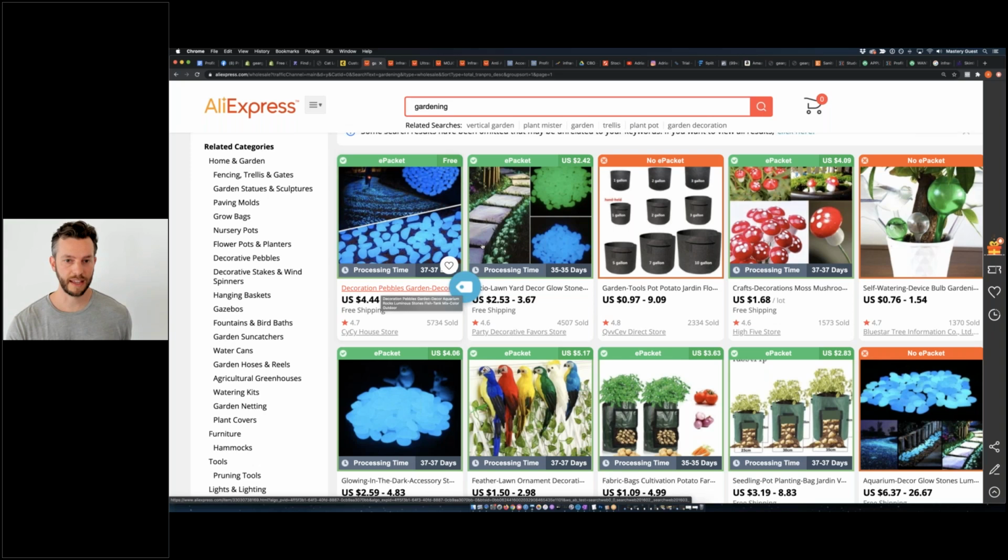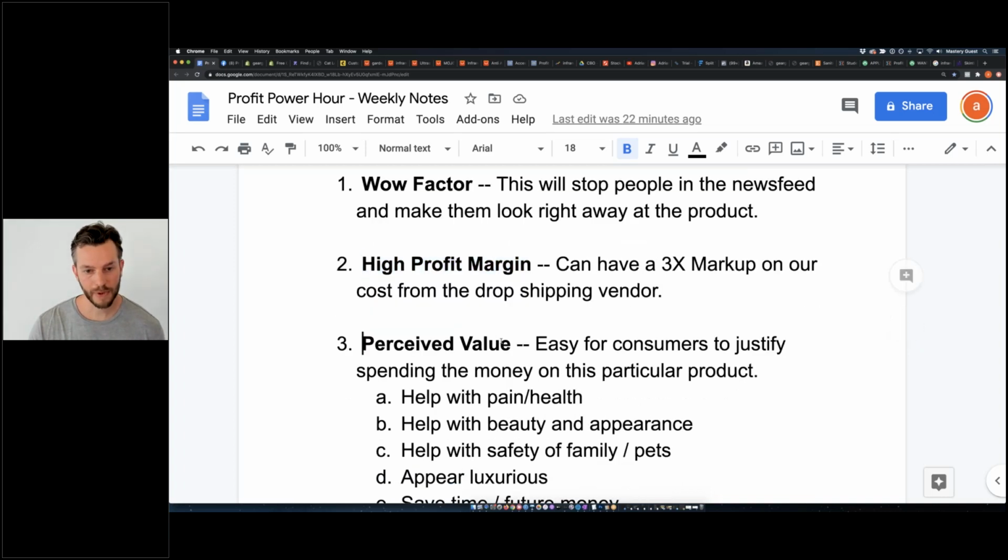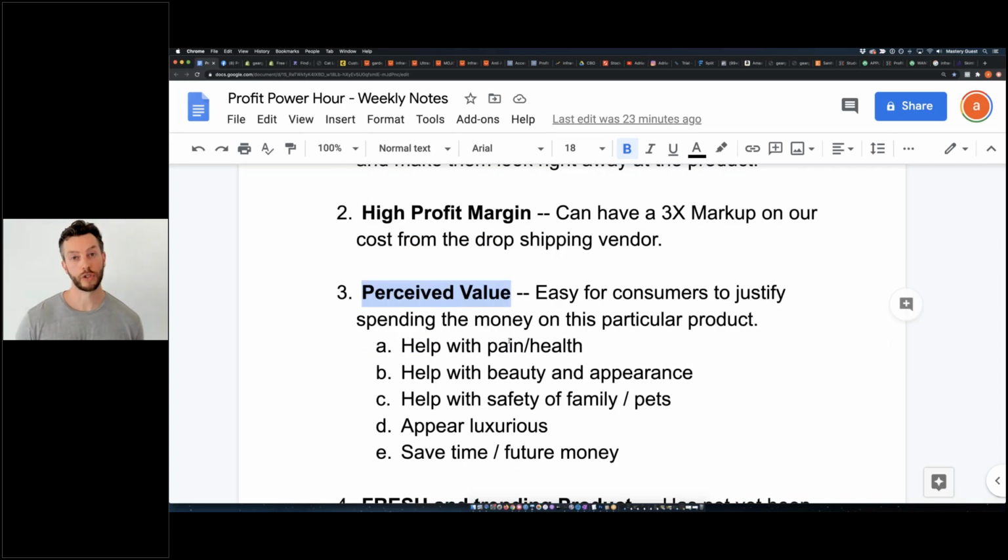So things like this are going to be very appealing, not necessarily to people that are into gardening, right? But to people that want to enjoy their backyard or their front yard, and have a really cool environment. So again, just right out of the gate, just typing in gardening, I found something that has the wow factor, something that has a high profit margin, potential that you can 3x, and something that has perceived value because it's something that you get to enjoy. It can appear luxurious, right? So it ticks the boxes.